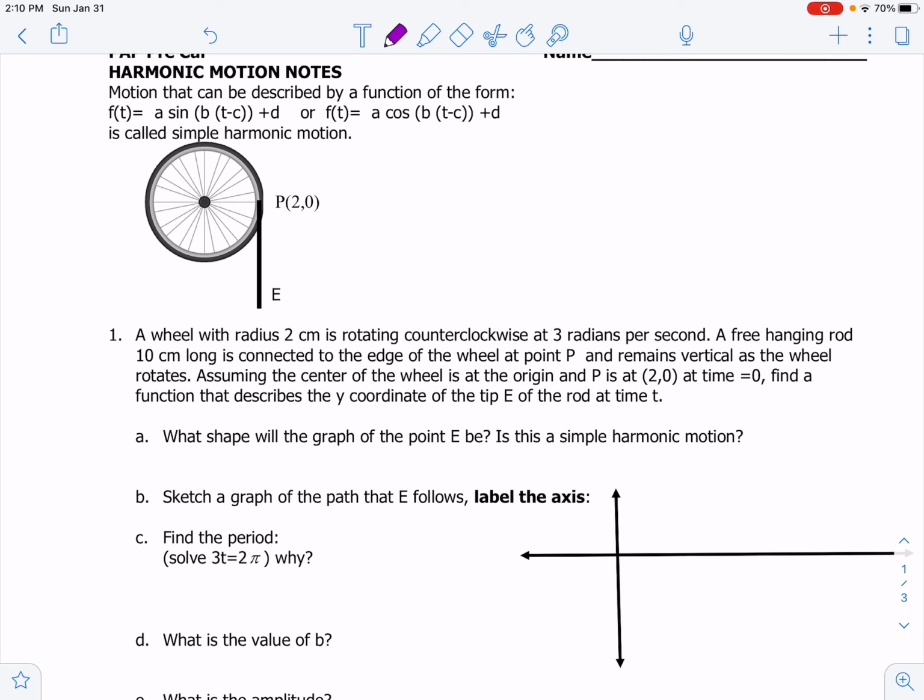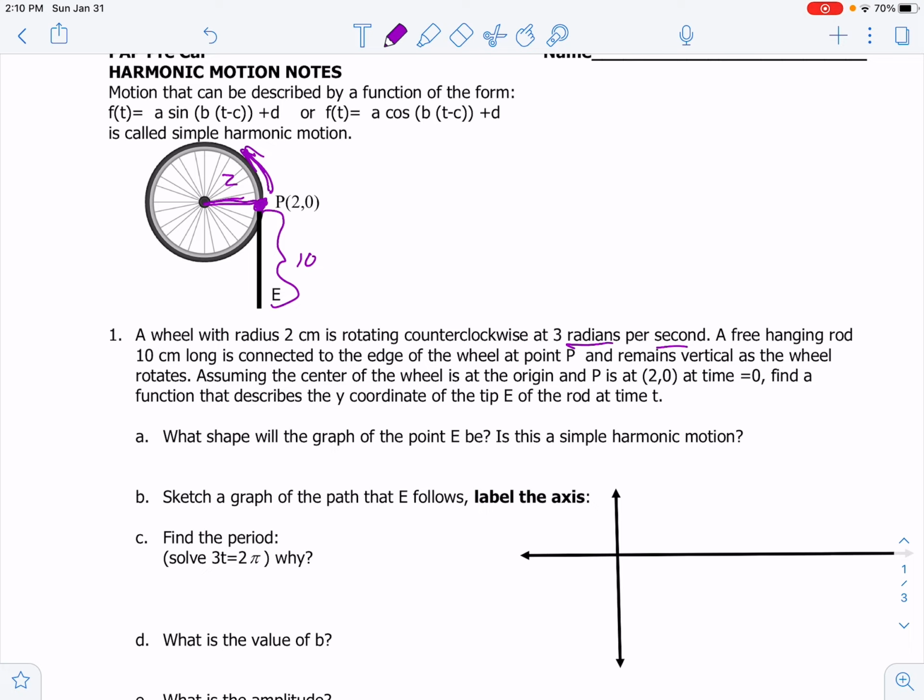It says the wheel with a radius of 2, so this is 2 centimeters long, is rotated counterclockwise, which means it's going in this direction, y'all. Okay, 3 radians per second. We'll come back to that in a minute. A free hanging rod, 10 centimeters long, so this is 10, is connected to the edge of the wheel at point P. So it's stuck right there at that point and remains vertical as the wheel rotates.